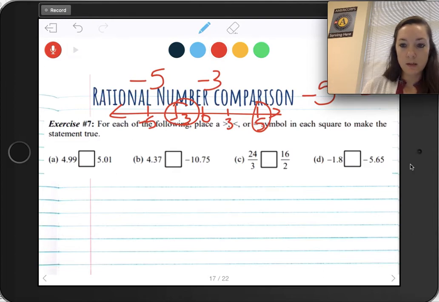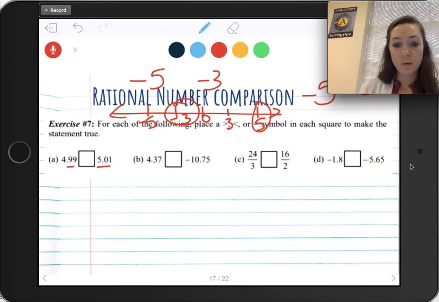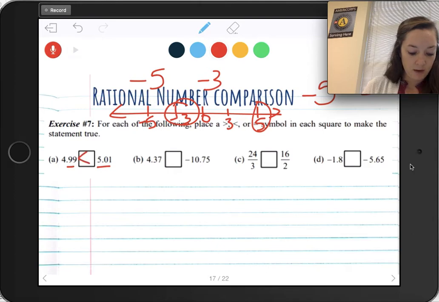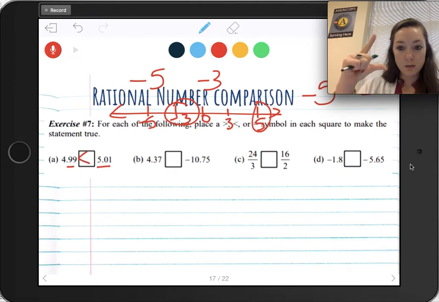All right, so we're going to put a greater than, less than, or equal to symbol to compare these. Now, if it doesn't have a negative, you should know how to compare them. So for A, 4.99, 5.01, which number is larger? 5.01. The alligator's mouth is always pointing to the bigger number. It wants to eat the bigger number. That's how we always learn it.